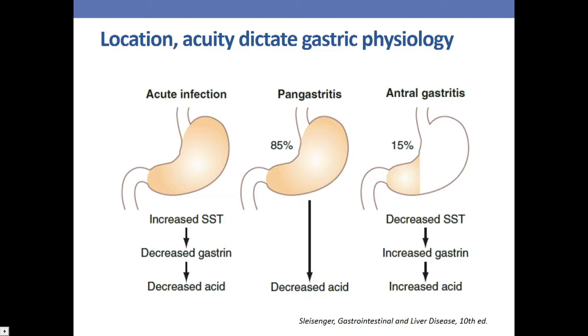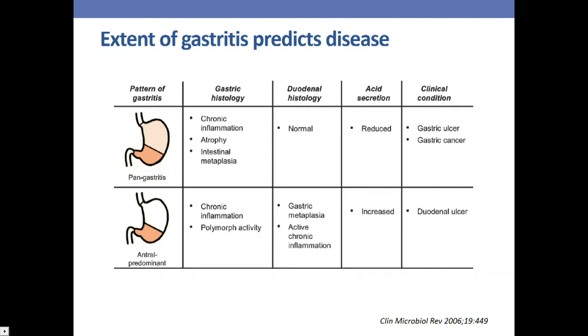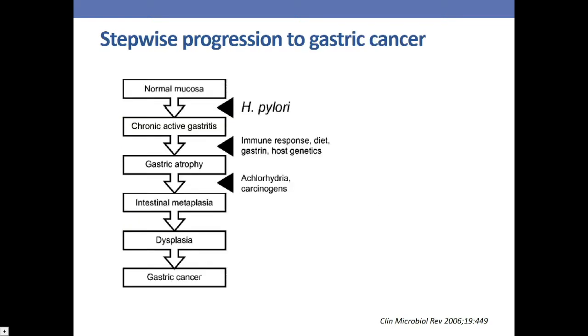And so how do these two different sort of phenotypes predict disease? So in that pan-gastritis case, you have chronic inflammation, atrophy, intestinal metaplasia, which is more commonly associated with gastric ulcers and gastric cancer. And then in the antral predominant, this is the one with the higher acid level. This is associated with duodenal ulcers. So you have a higher acid secretion, which flows into the duodenum and is associated with duodenal ulcers.